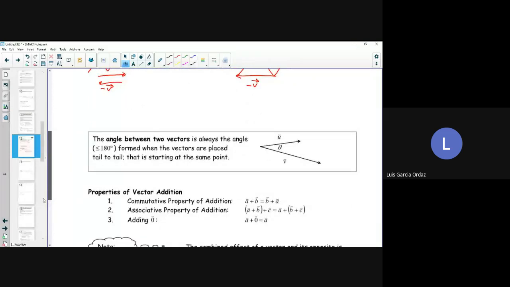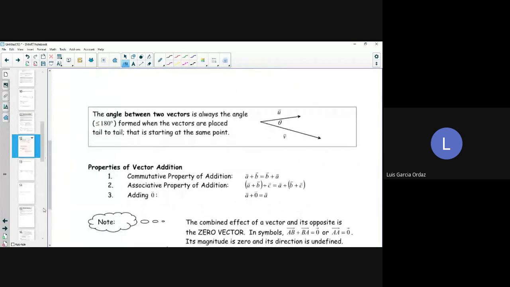Now, however, the angle between the two vectors is always the angle formed when the vectors are placed from tail to tail. That is starting at the same point. Okay, so from tail to tail, that is what our angle is going to be. Usually, it's going to be less than or equal to 180. So as it's simple addition and simple subtraction, there are vector properties of addition.